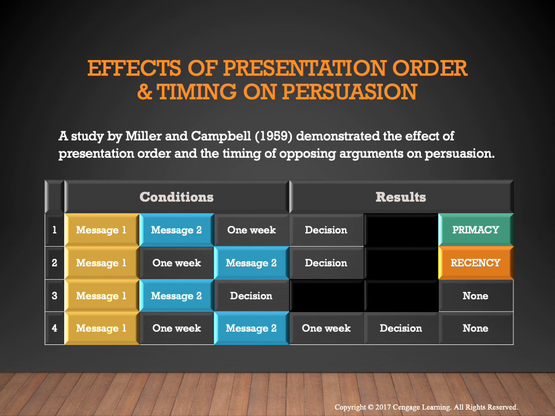In the third condition, they had participants come in and listen to message 1 and message 2 right after each other, and then had them make an immediate decision. In this condition, there were no primacy or recency effects. Similarly, in condition 4, they had participants come in and listen to message 1, then wait a week, come in and listen to message 2, wait another week, and then they asked for their decision. Here again, there were no primacy or recency effects.